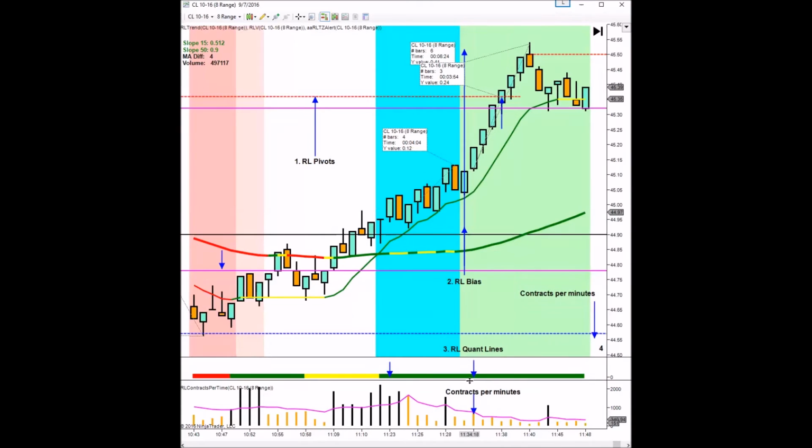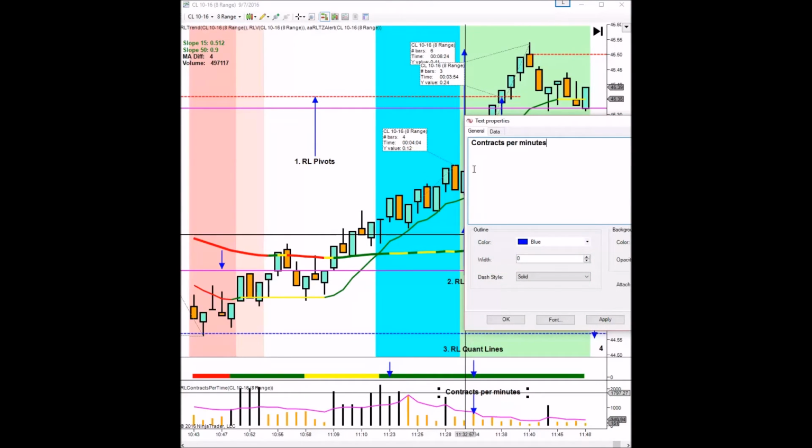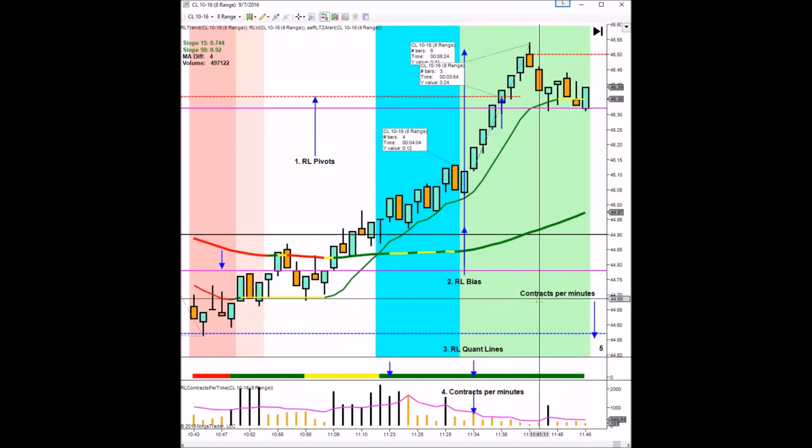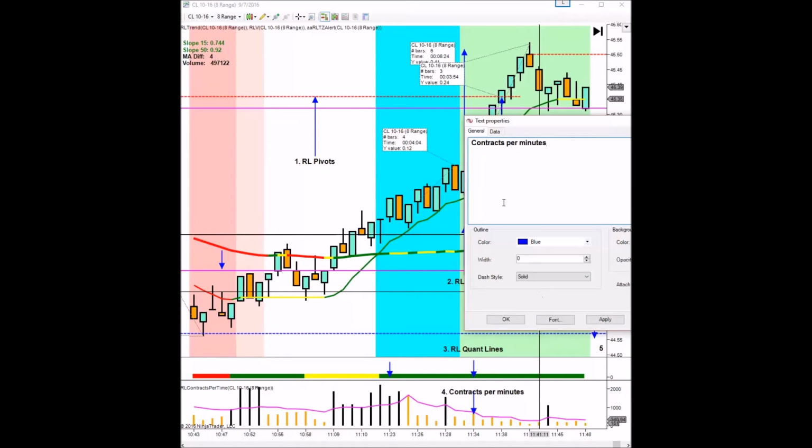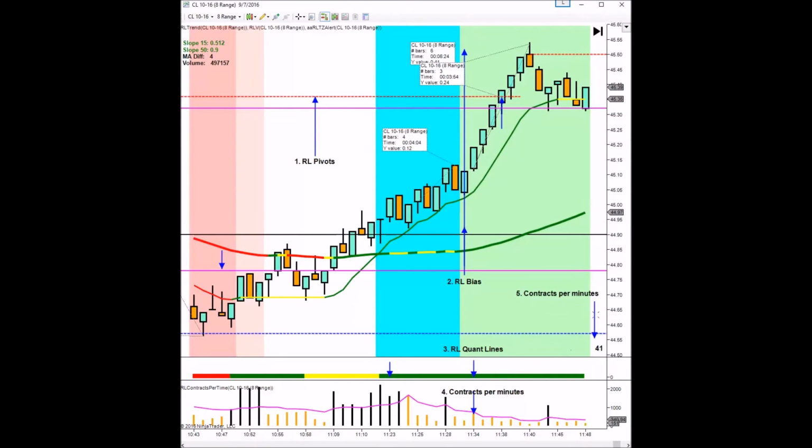So this is really contracts per minute below, which is indicator number 4. Because these are two separate indicators. And here, the assessment of minute volume, giving you a raw number as opposed to a histogram assessment, is indicator number 5.